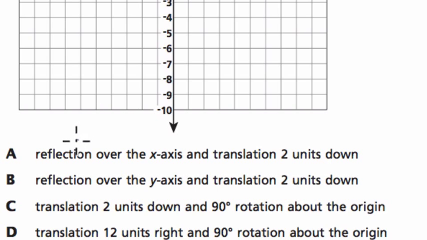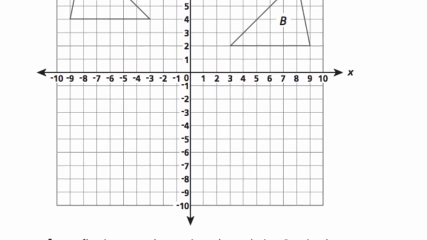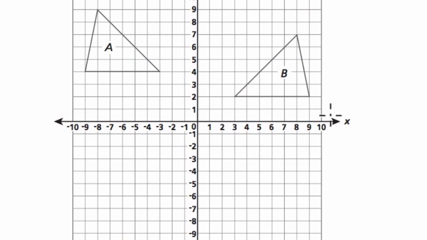Okay, so first, they say is it a reflection over the x-axis, translation 2 units down. So a reflection over the x-axis, let's identify what that would look like. The x-axis is right here. A reflection over that axis would give you a triangle down here in this third quadrant.